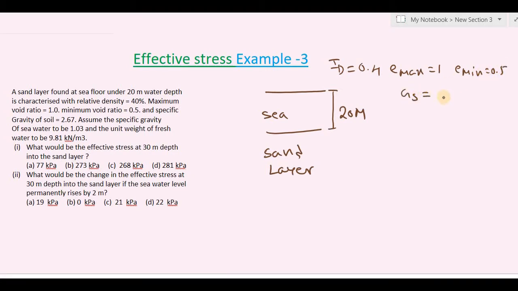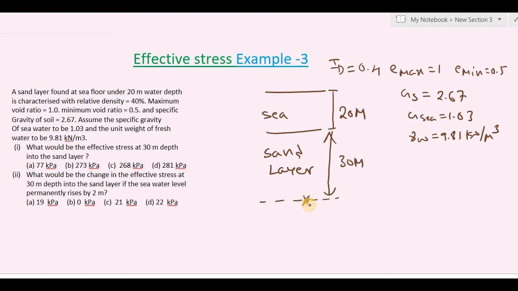Specific gravity of soil is 2.67. Specific gravity of sea water is 1.03. Given unit weight of water is 9.81 kilonewton per meter cube. What he wants to find is the effective stress at 30 meters depth into the sand layer. It means from here, which is 30 meters, we need to find the effective stress at this point.